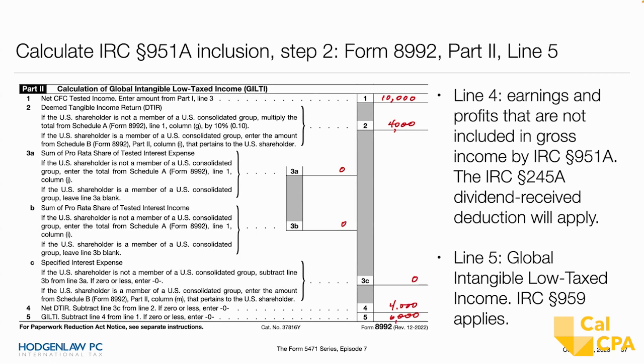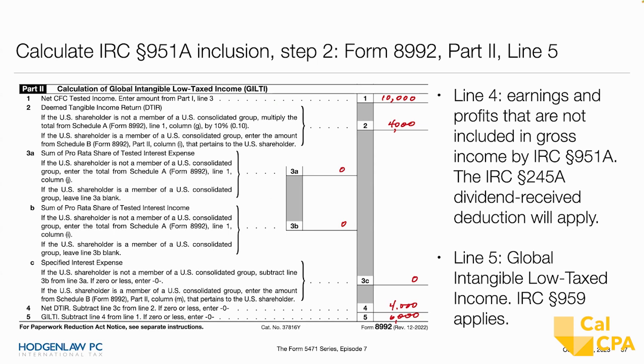And here we go. This is the bottom part of Form 8992, where we calculate how much global intangible low taxed income this particular CFC has. So we start with tested income, which comes from, ultimately, Schedule I1. But it's also repeated in part 1 of Form 8992.